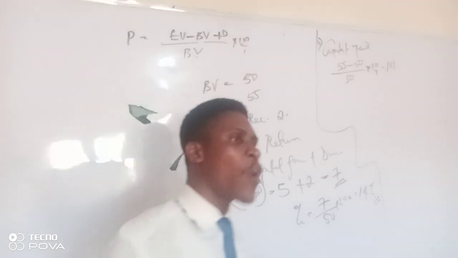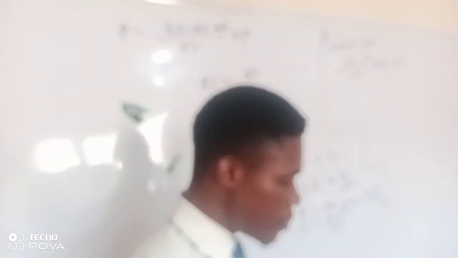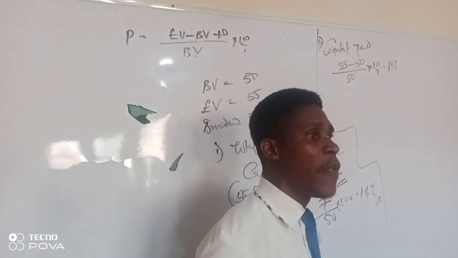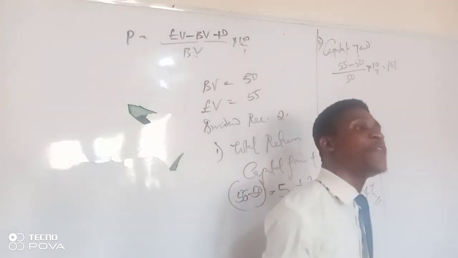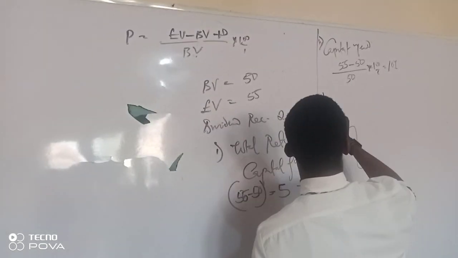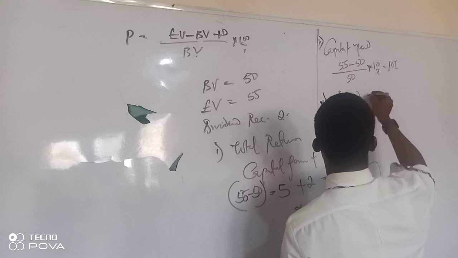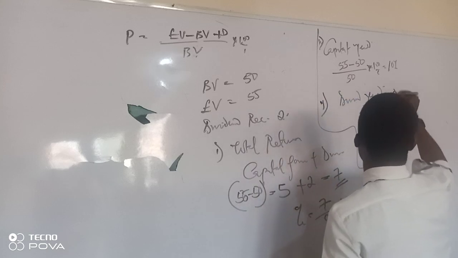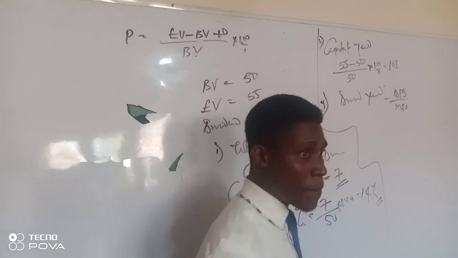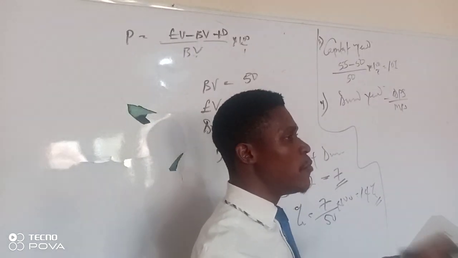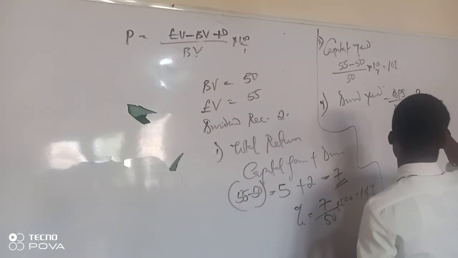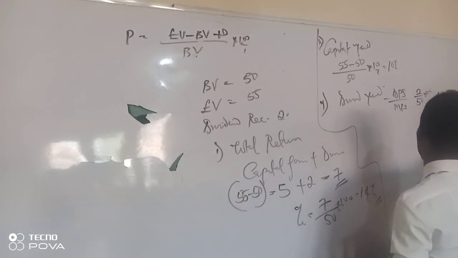What's our dividend yield? What's the formula for dividend yield? Dividend yield is a normal thing. That will be dividend per share, divided by what? Market price per share. Now, how much dividend did we declare? 2 naira. What's our beginning value? 50 naira, times 100%. Okay, you get 4%.